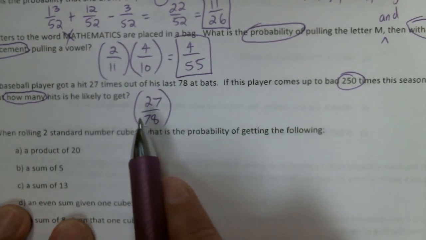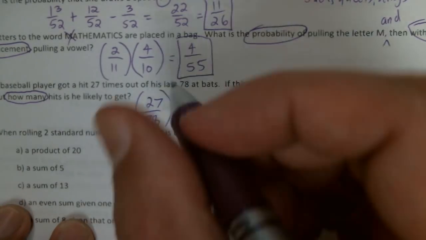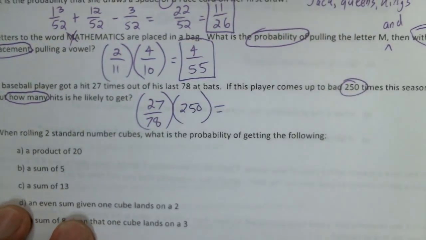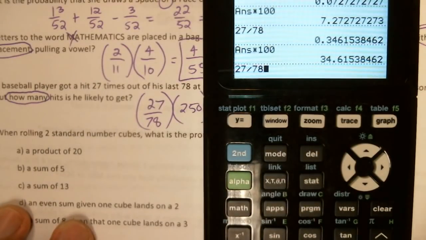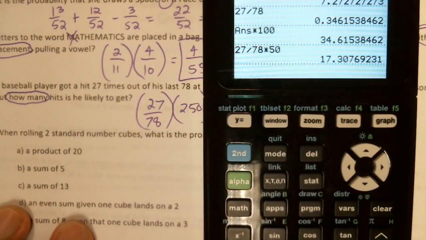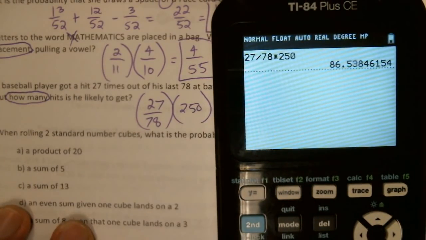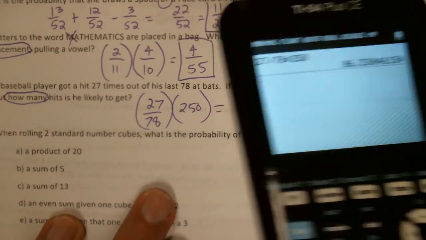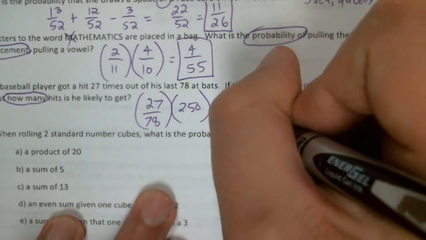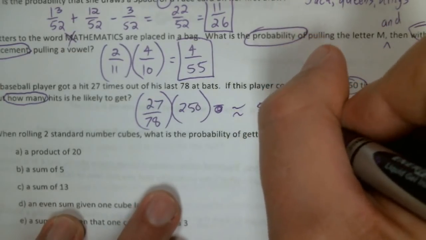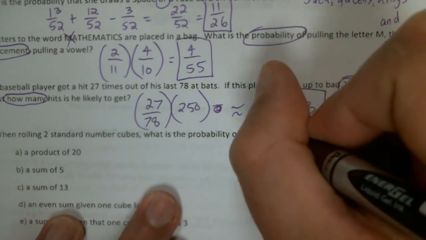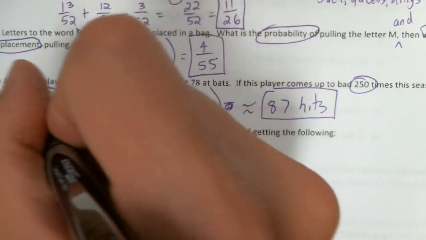Why, yes, Mr. Mooney. So I'm going to take this fraction, this probability, decimal, percent, and I'm simply going to multiply that times the number of times I come up to bat. So 27 divided by 78 times 250. Okay, we would expect them to get about 87 hits, approximately 87 hits. So I'm going to put the little squiggly lines, about 87 hits. Notice my final answer, guys, is not in the form of a probability. It's a hard number. How many?